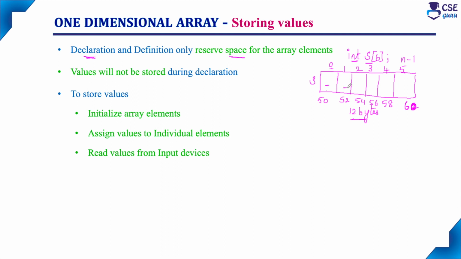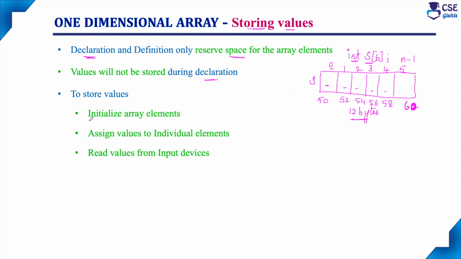What is the value that will be stored here? How to store the values here? So that is nothing but array initialization, that is storing values in one-dimensional array. Okay. So values will not be stored during declaration. It will be empty only. Only memory space will be reserved.